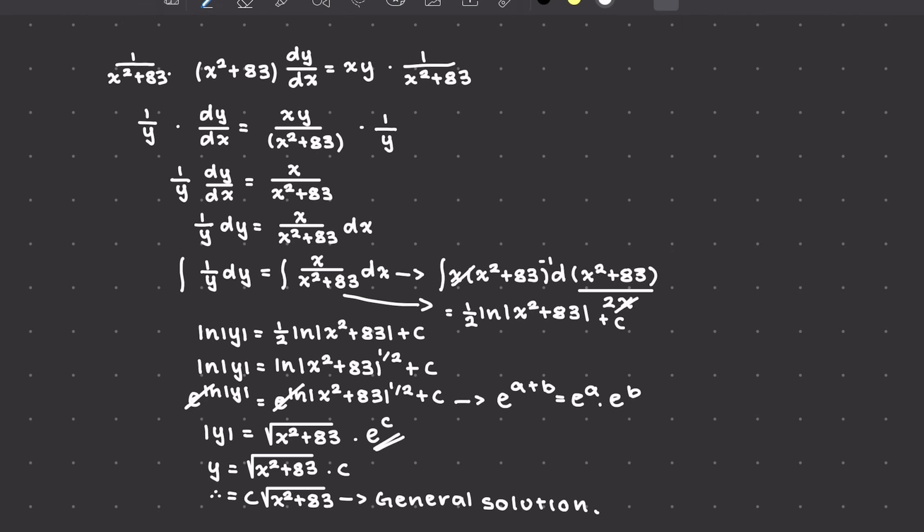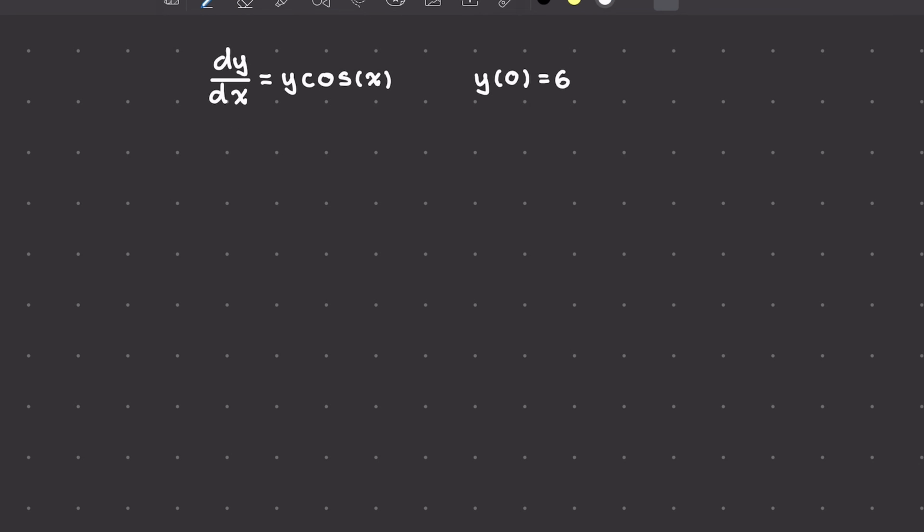Now let's move on to our third example, which is the initial value problem. We are here in our third example. So what do we have here? We have dy over dx equals y times cosine of x, and we have this initial value problem of y at x equals 0, or y0 equals 6.